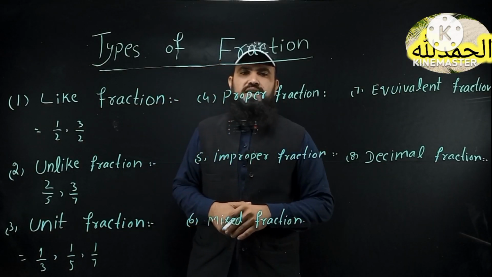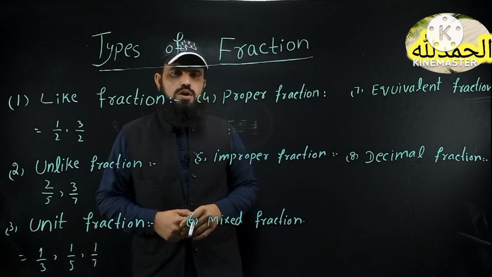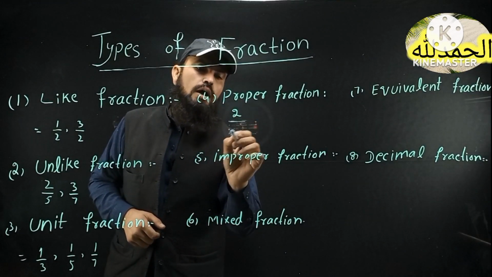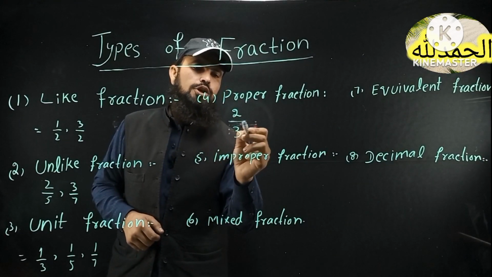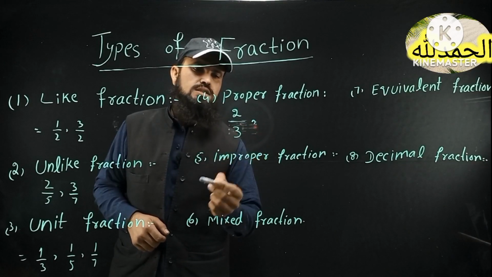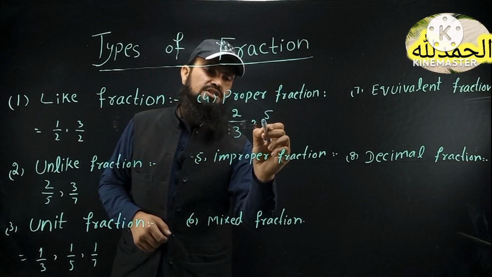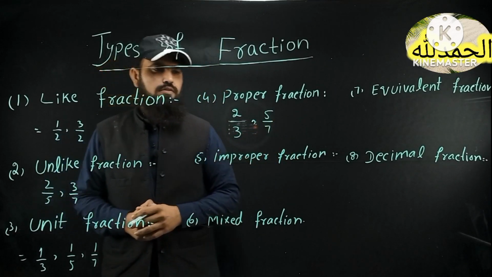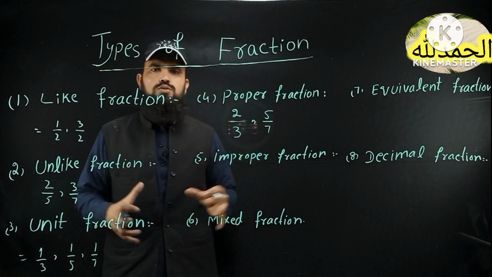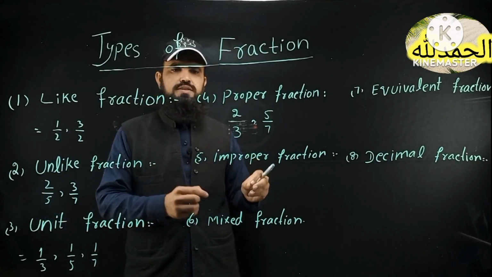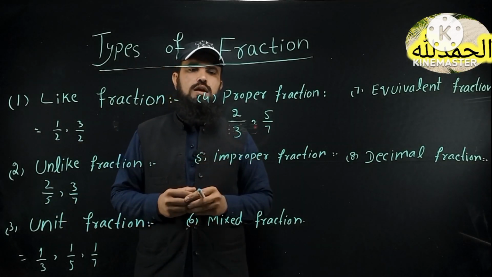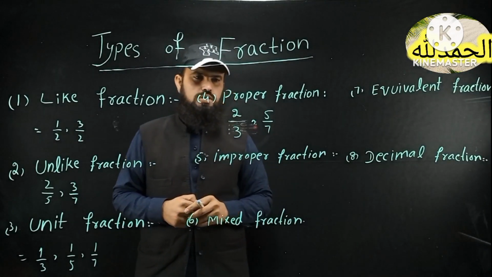The fourth type of fraction is proper fractions. When the numerator is smaller than the denominator, these fractions are called proper fractions. For example, 2 over 3, 5 over 7 and 7 over 9. So all those fractions whose numerators are smaller than their denominators are called proper fractions.